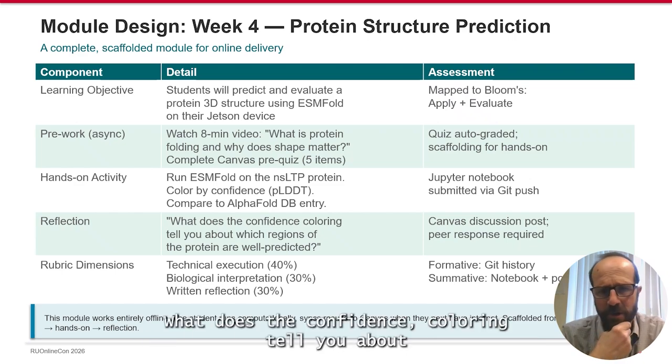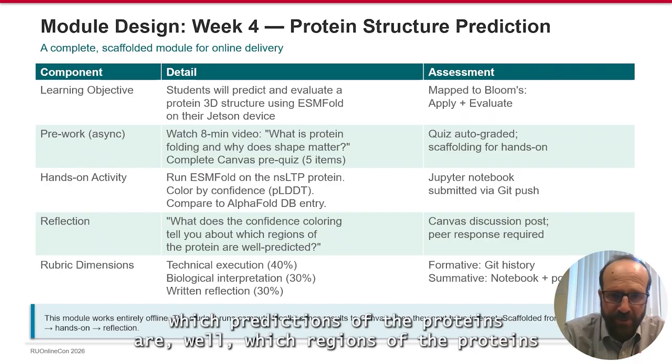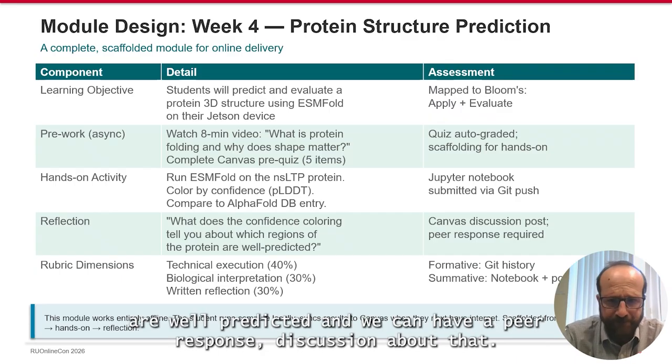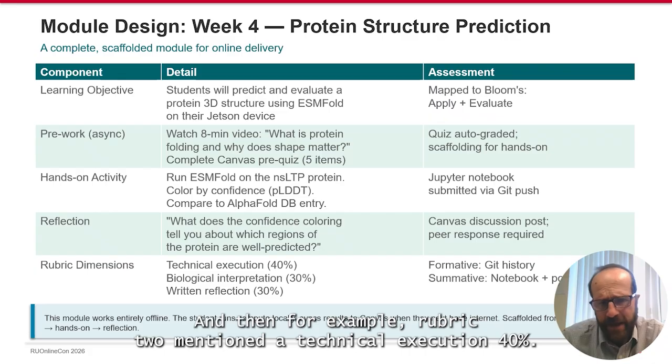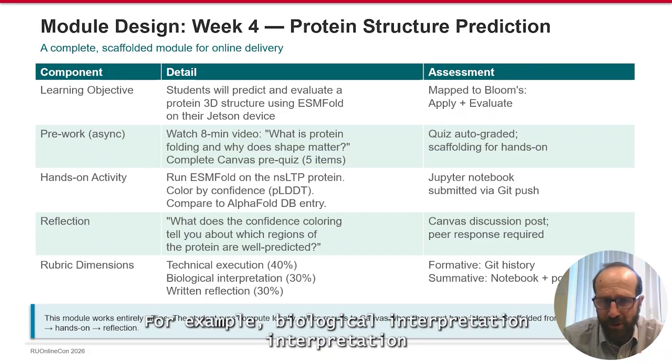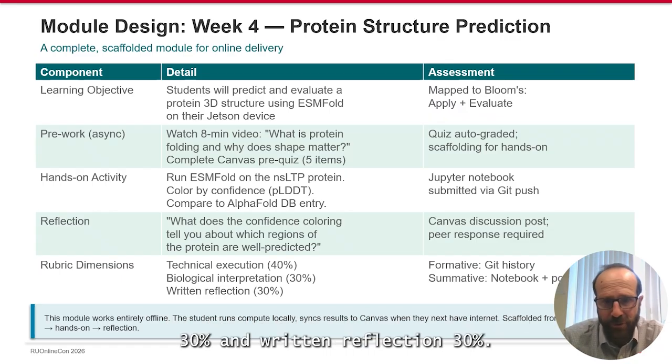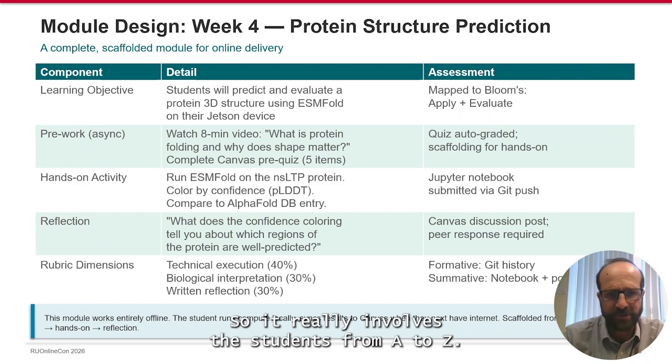Reflection. What does the confidence coloring tell you about which regions of the proteins are well predicted? And we can have a peer response discussion about that. And then for example, a rubric you mentioned: technical execution 40%, for example, biological interpretation 30%, and a written reflection 30%. So it really involves the students from A to Z.